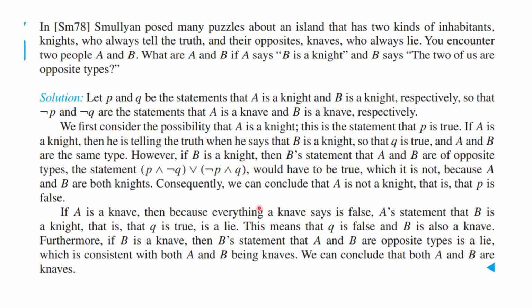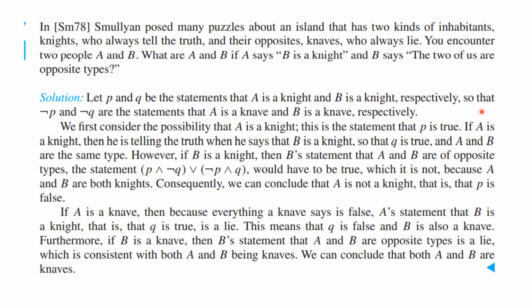Well, we start by providing some structures. So P and Q are the statements that A is a knight and B is a knight, respectively. So that not P and not Q are statements that A is a knave and B is a knave, respectively. So we do this by cases, which is a good way to approach a problem like this.